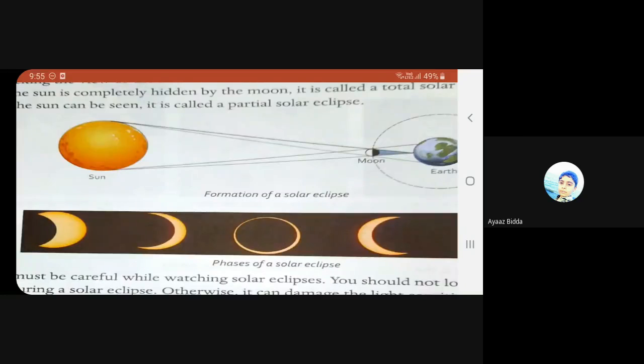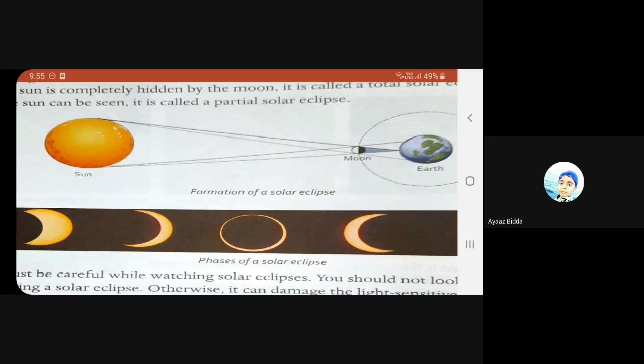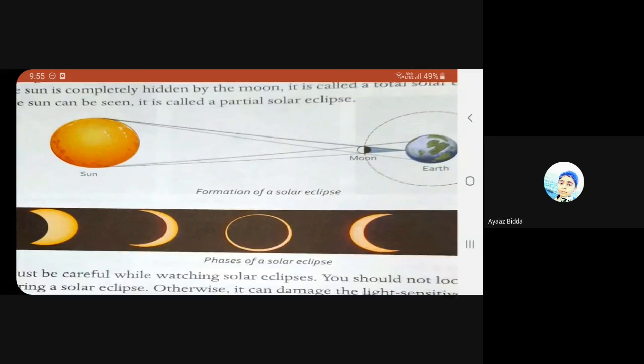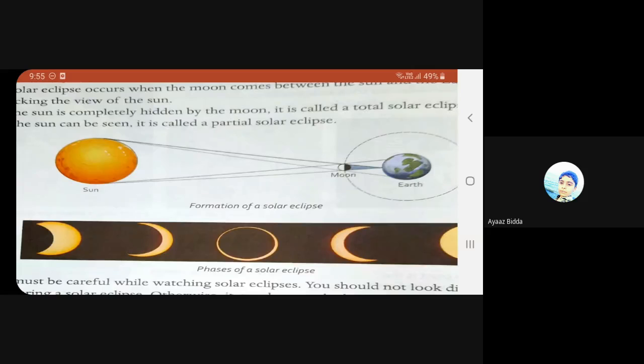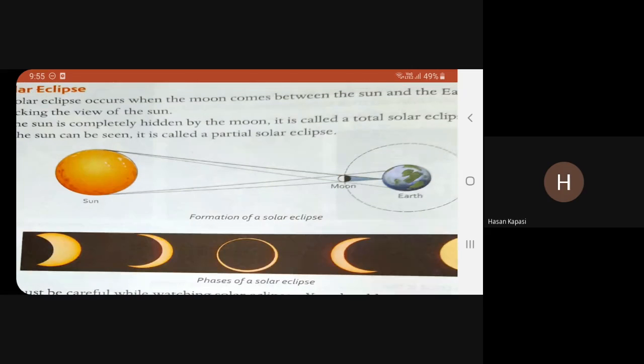Can you see different pictures of the sun? It looks like the different phases of the moon. Here also the sun looks different, half and partial. If the moon moves a little bit, then some of the part of the sun is visible. That kind of thing is known as partial solar eclipse. That thing is known as what, beta? Partial solar eclipse.